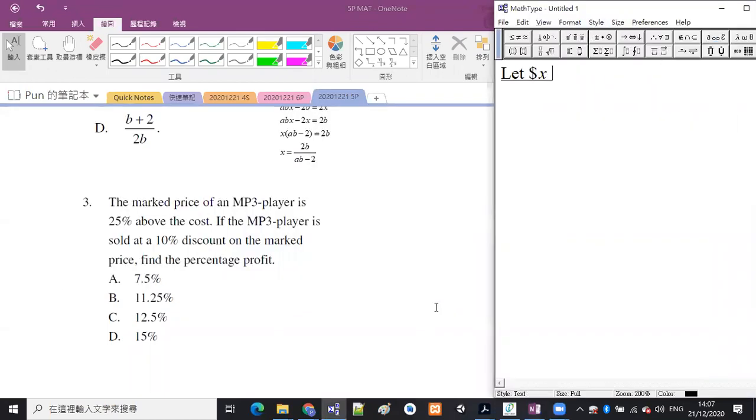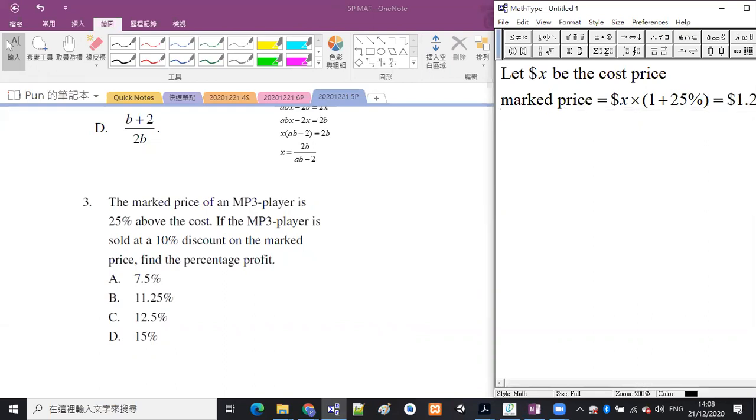Okay, so we will let x dollars be the cost price. Okay, and then because the question tells you that the mark price is 25% above the cost, which means that the mark price should be equal to the cost price times bracket 1 plus 25%. Okay, and then you get that it should be equal to 1.25x.